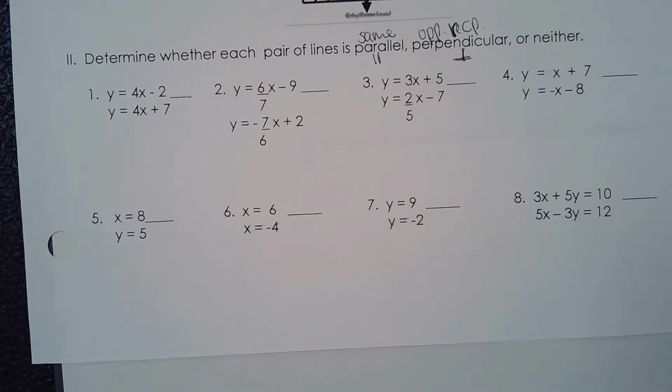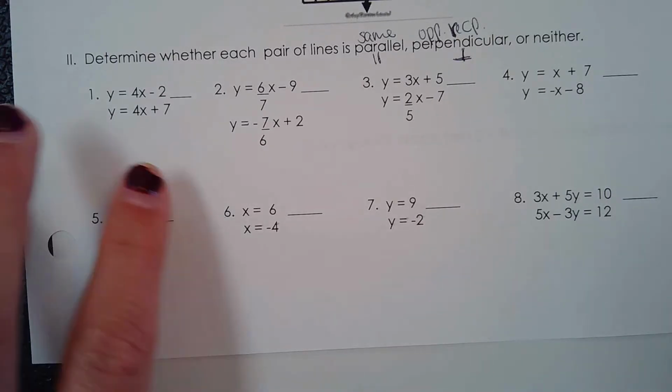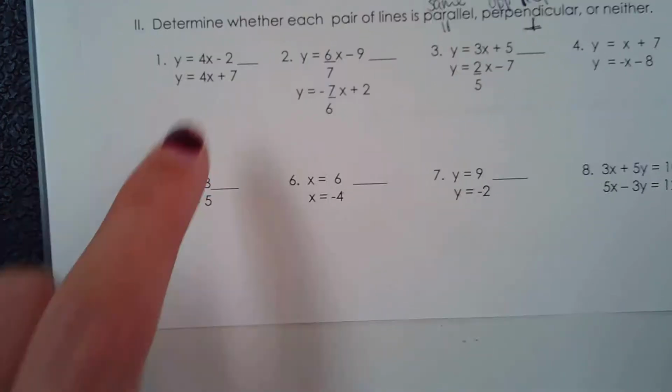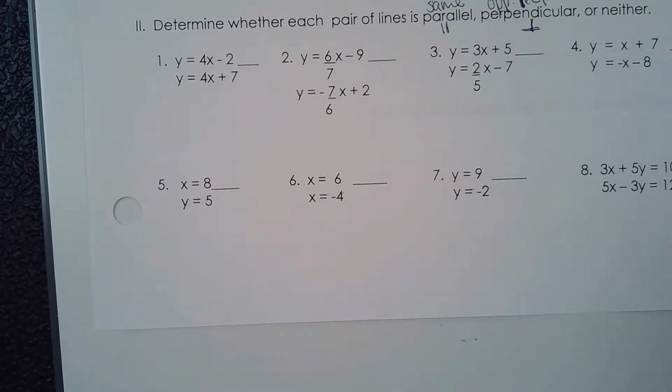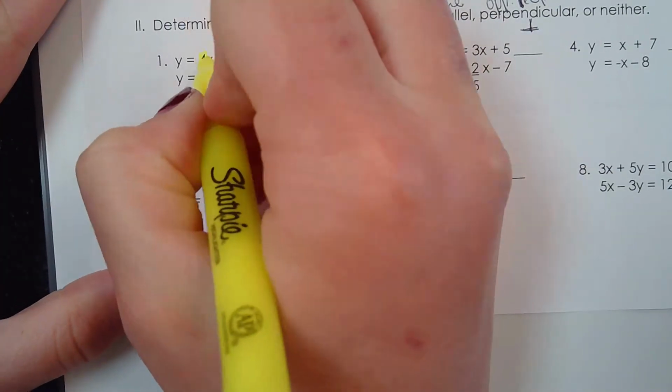All right, so for number 1, what's the slope of the first line? 4. What's the slope of the second line?